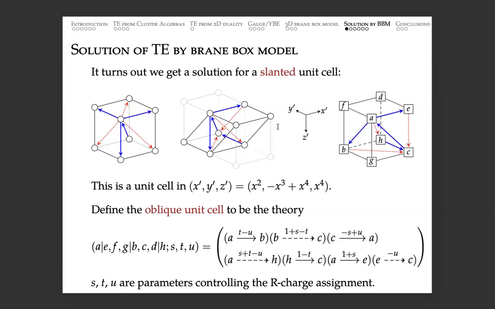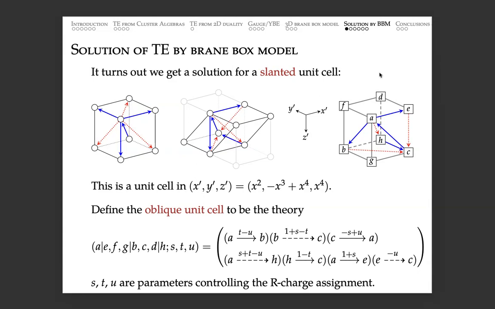And by some change of variables, you can also represent this unit cell in the way I draw on the right-hand side. And then it turns out that if I plug this into the tetrahedron equation, then magically this solves the tetrahedron equation. That's what you find.